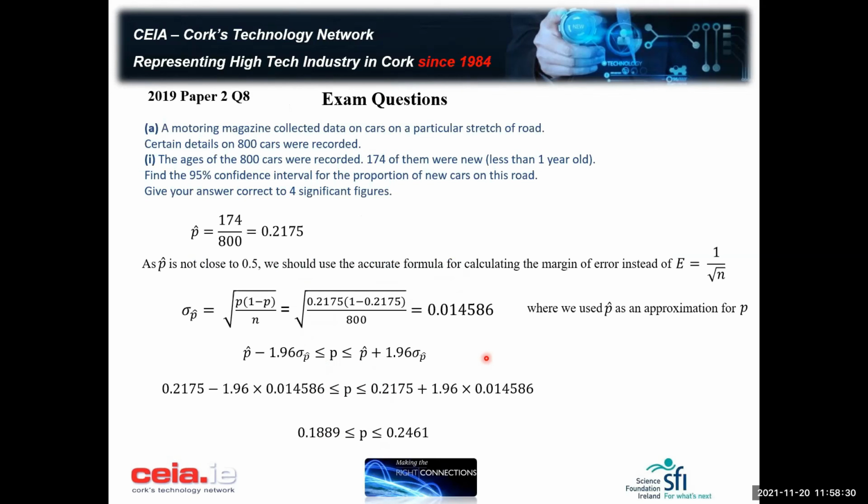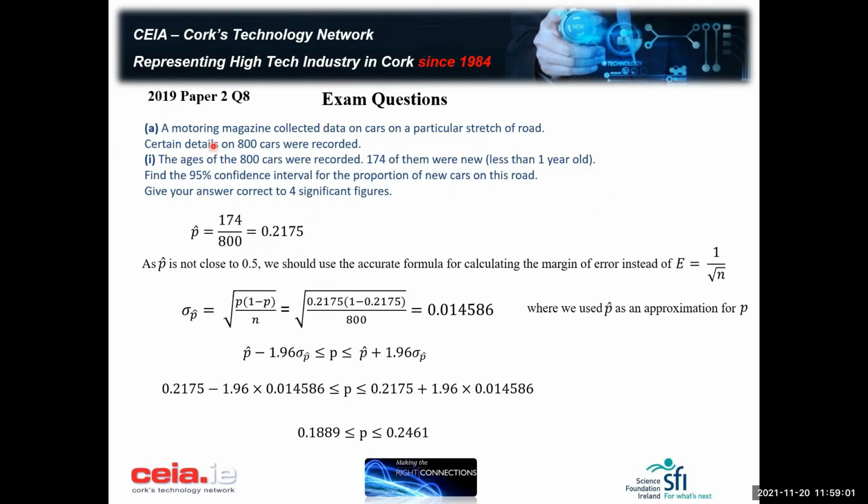Okay, I think we have time for one more question. As you're probably seeing now, some of these statistics questions can be quite long, but they're not that difficult numerically. But you need to keep your wits about you when you're doing it and identify the type of question in each case. So here's a 2019 question.